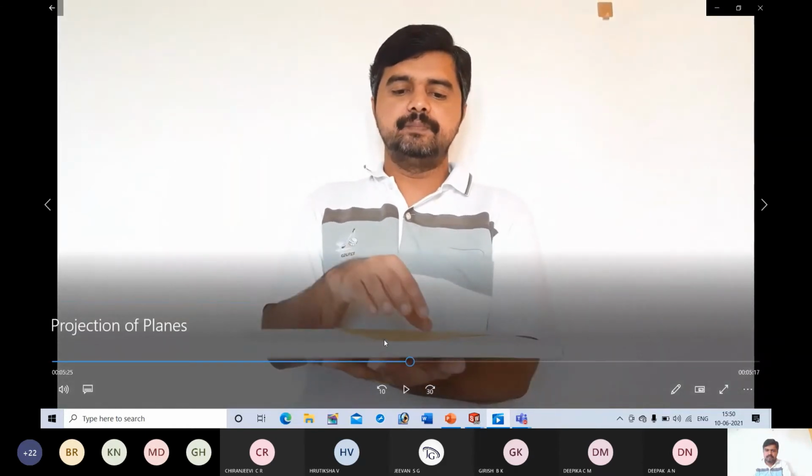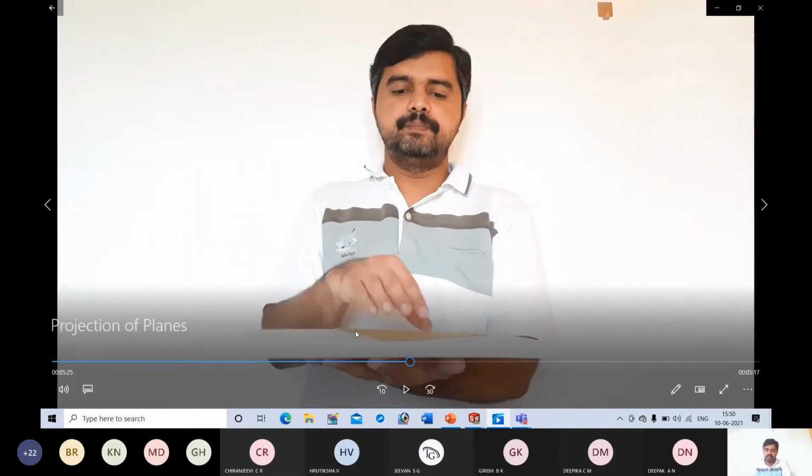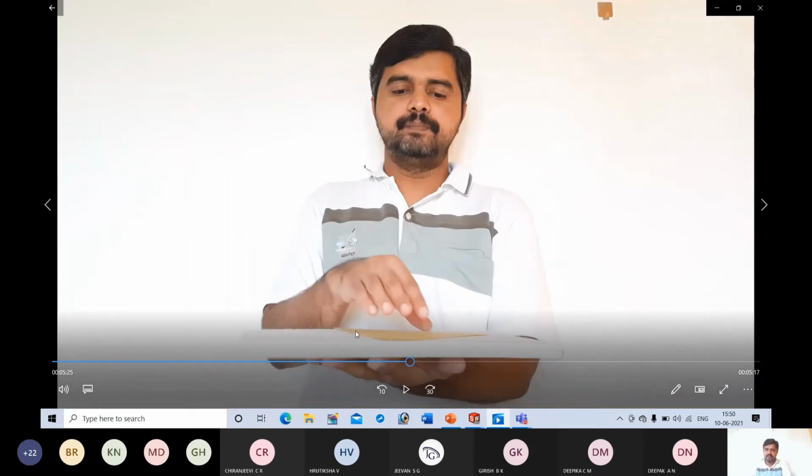Here I am considering one of the edges for the next position. This method we call change of position. In the first position, we will keep the complete lamina on HP and take the top and front views. In the top view, we are going to see it as a regular triangular lamina. In the front view, it will look like a line. Next we go for satisfying the conditions.